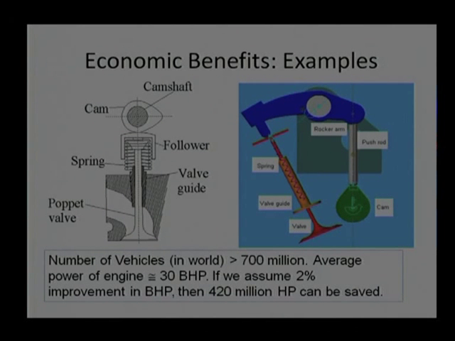If I count the power range of all the vehicles, I can find the average value will be roughly 30 HP per motor vehicle, which is on the lower side, more on the conservative side. We are doing a rough estimation, and in the worst case, if I assume we are able to save 2% of that energy using tribological knowledge, what we are going to achieve is something like 420 million HP. That is a huge saving.